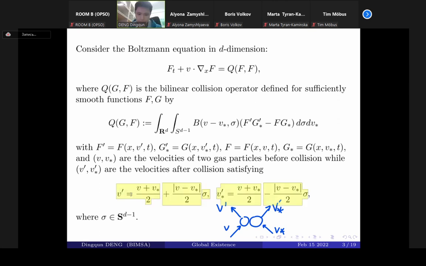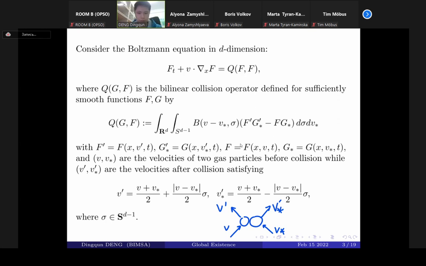Actually, if we have two particles looking in this way, one coming from this side and the other particle coming from the other side, which have velocities v and v star, then very simple physics will tell us they will go out with velocities v prime and v prime star. So you can see in this graph the meaning of the velocity variables in this equation.